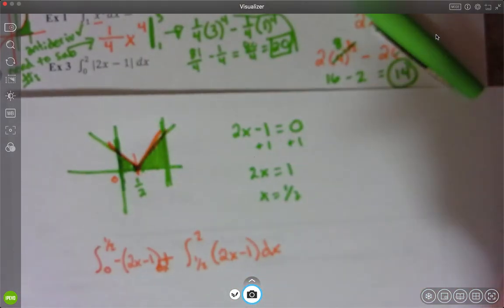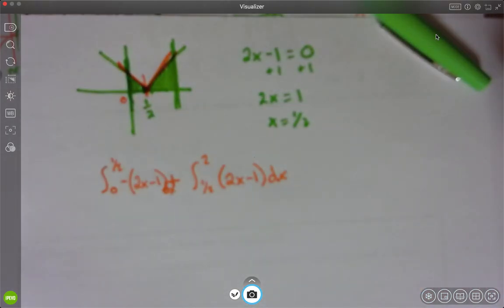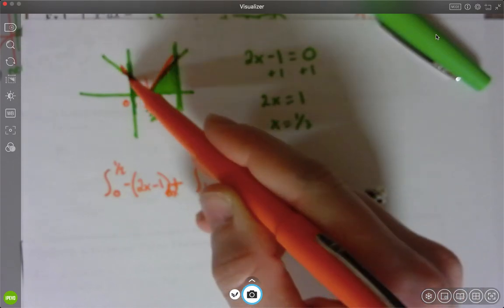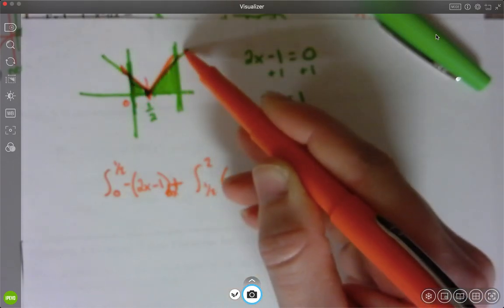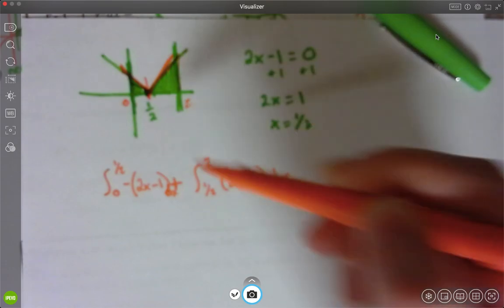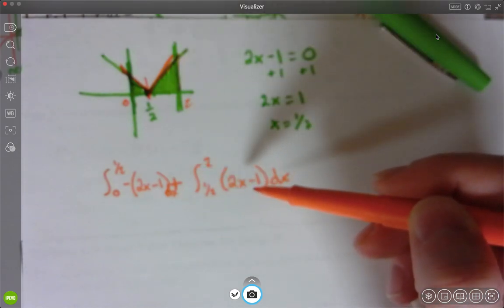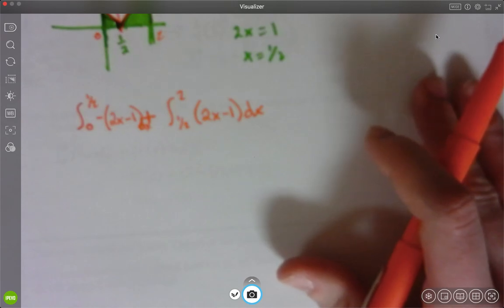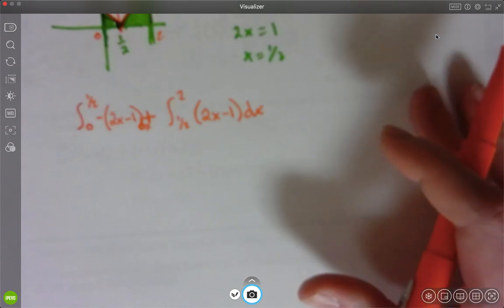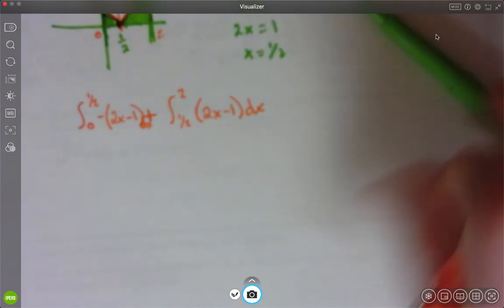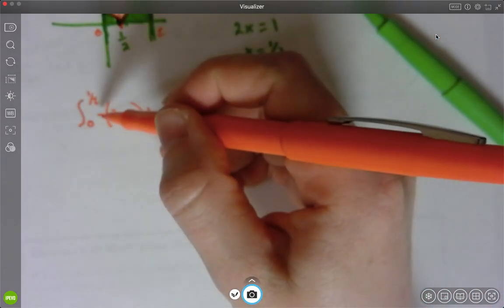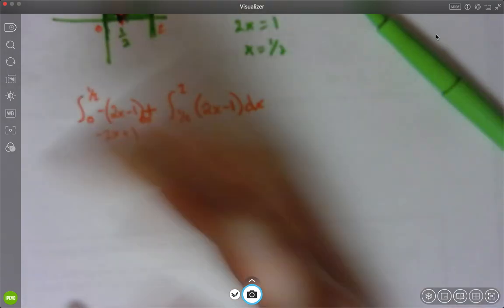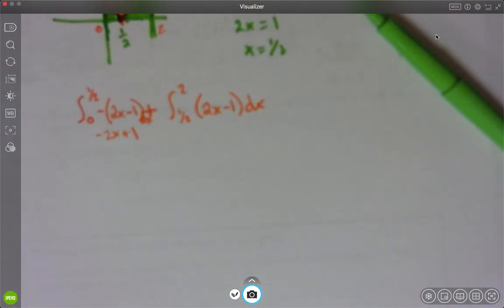So take a second to absorb that and think about what that means. Going from 0 to 1/2, it's going downhill, and from 1/2 to 2, the remainder of my integral, it's the positive 2x minus 1. Then we just have to do each piece separately and add them together, and then we are done. So from 0 to 1/2, negative (2x minus 1) is really negative 2x plus 1, and we need to find its antiderivative.